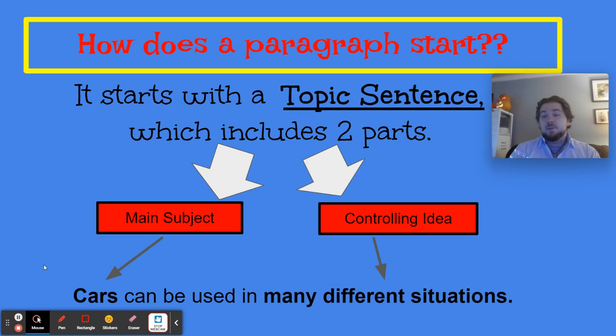So let's take a look at the following example. Cars can be used in many different situations. The word cars is the main subject. The controlling idea is how many different situations. So in this sentence, we know the paragraph is going to discuss something about cars, which is the main subject, and it will explain how people use cars in different ways.